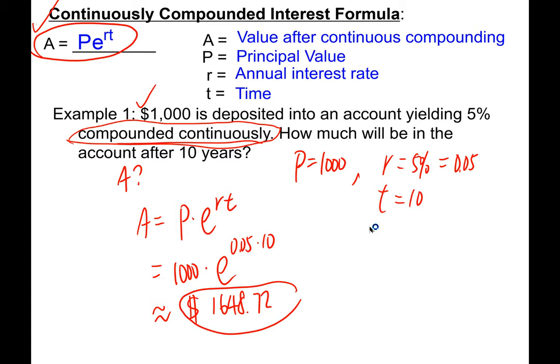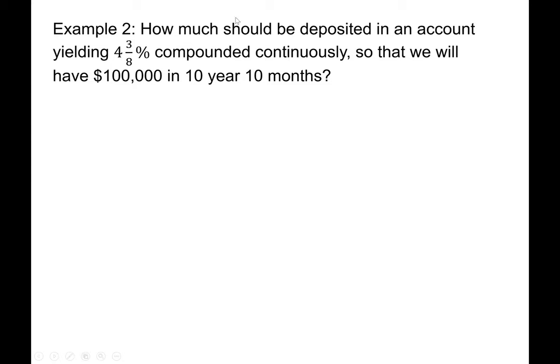Now let's move on to the next question. Question number two. How much should be deposited in an account yielding 4.375% compounding continuously so that we will have $100,000 in 10 years and 10 months? Okay. Anybody want to give an opinion? What are we looking for here? Principal? Exactly, right? That should be the deposit. How much right now, right? So basically you're looking for principal.